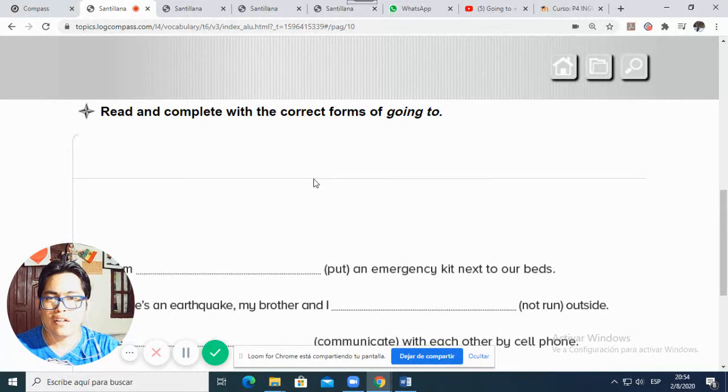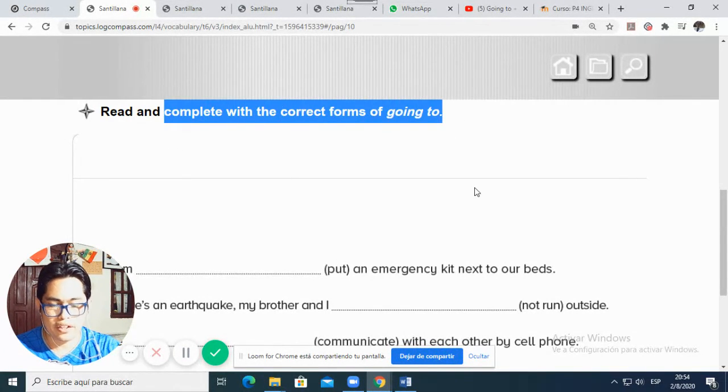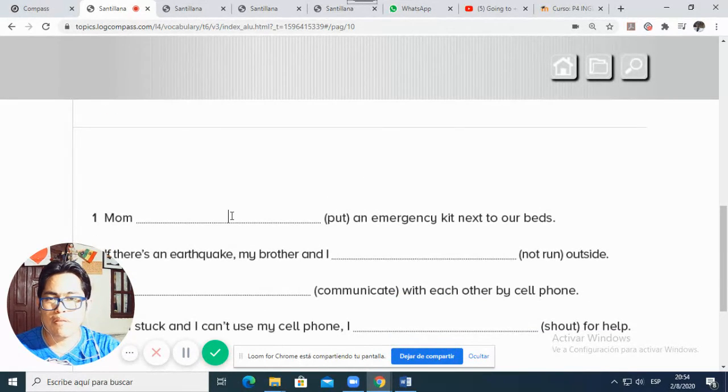And the last one, we complete with the correct forms of going to. For example, number one says, Mom is going to put an emergency kit next to our beds. You see, I'm using this verb and going to.